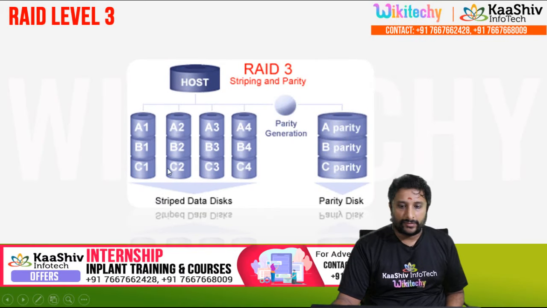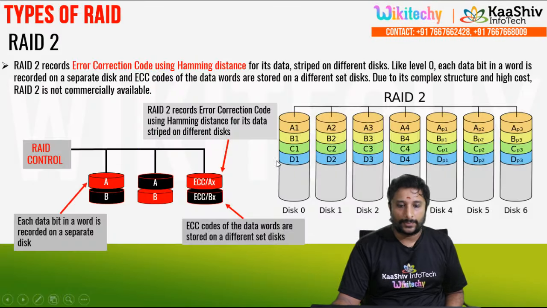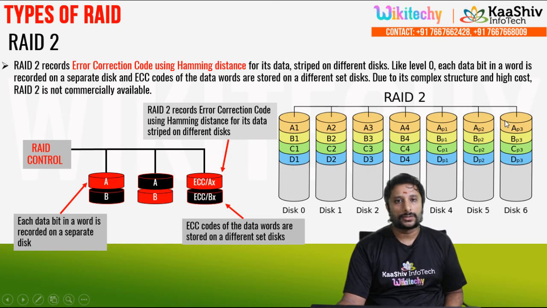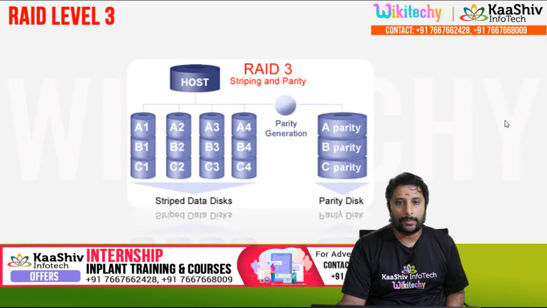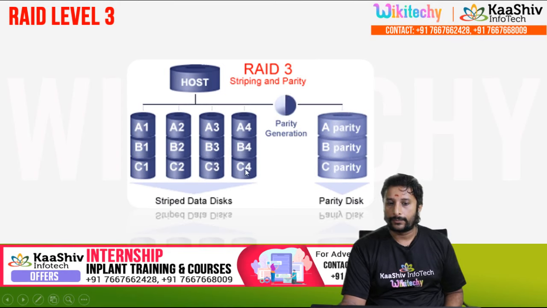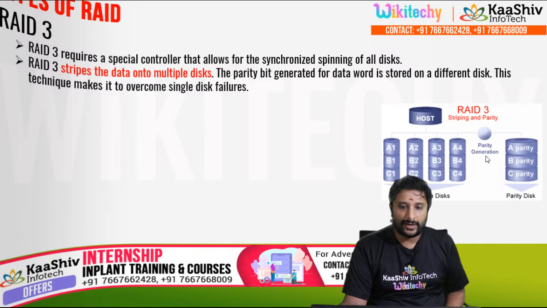And they went for another concept. See, for every disk you got a parity here, for this one you got parity here, for this one you got a parity. Like how can I do it? So that's why they came up with a concept called a common parity for all the disks, because that one is costly. That's your RAID level 3.